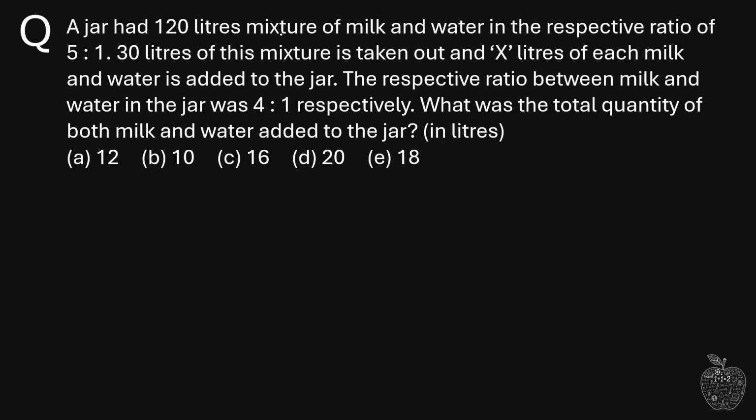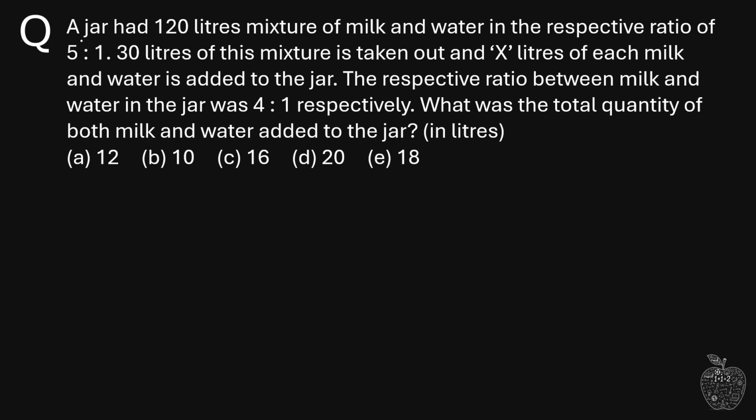A jar has 120 liters mixture of milk and water in the respective ratio of 5:1. 30 liters of this mixture is taken out and x liters of each milk and water is added to the jar. The respective ratio between milk and water in the jar was 4:1 respectively. What was the total quantity of both milk and water added to the jar?